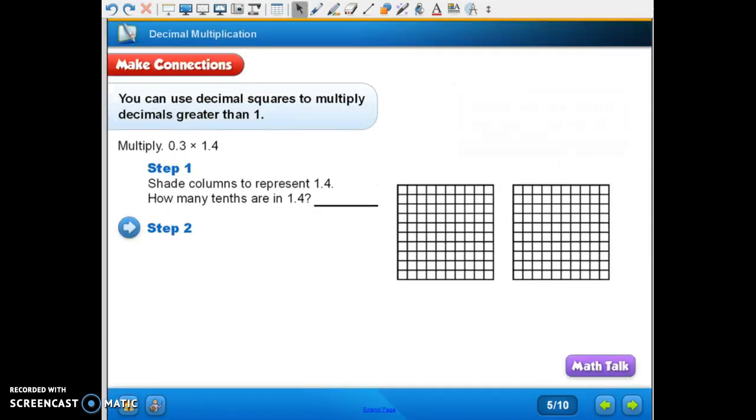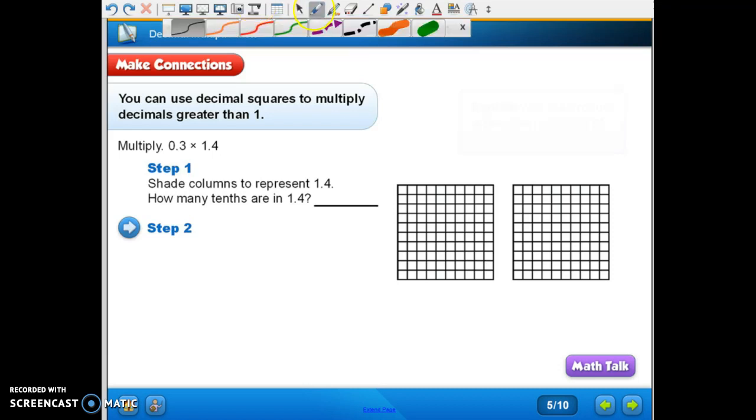Okay, now we're going to look at Make the Connection, about halfway down page 184. It says you can use decimal squares to multiply decimals greater than 1. So the problem they're giving us is 3/10 multiplied by 1 and 4/10. It says shade columns to represent 1 and 4/10.